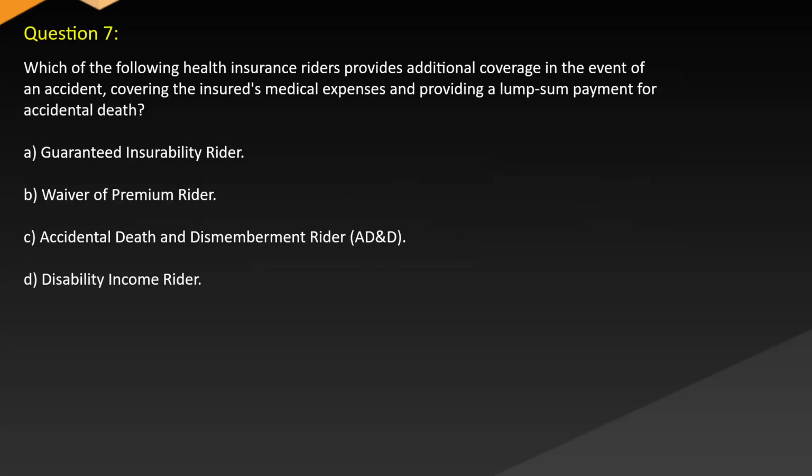Question 7. Which of the following health insurance riders provides additional coverage in the event of an accident, covering the insured's medical expenses and providing a lump sum payment for accidental death? A. Guaranteed insurability rider. B. Waiver of premium rider. C. Accidental death and dismemberment rider, AD&D. D. Disability income rider.